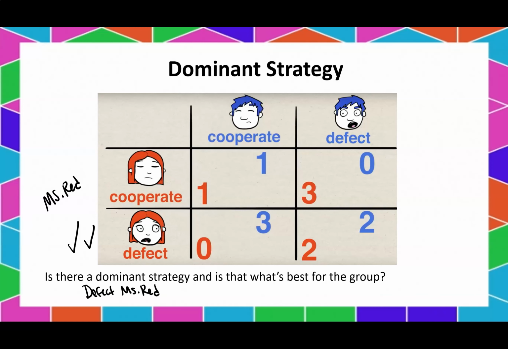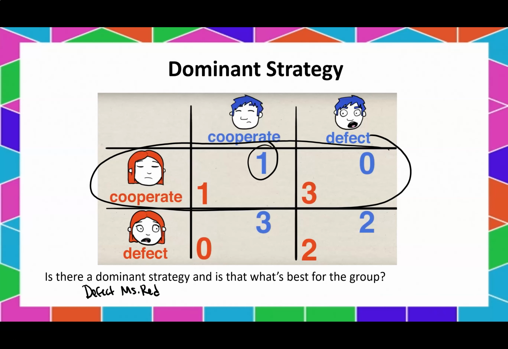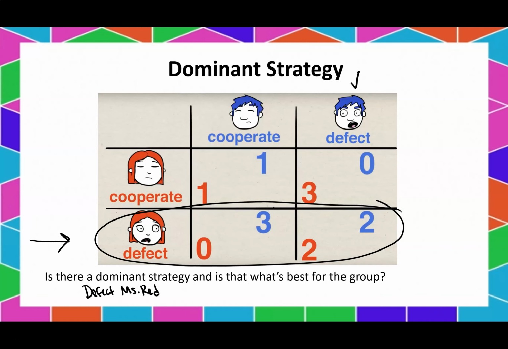Let's see if that's true for Mr. Blue. So let's say that for Mr. Blue, we assume first that Red decides to cooperate. Well, here, Blue has the option of getting 1 year in prison or 0 years in prison. So if Miss Red cooperates and doesn't say anything, he's much better off defecting or tattletaling on her. So I'm going to put a check next to defect. But what about the other situation? What about the situation where she does tattletale? Well, in that situation, he's got an option between 3 years in prison or 2 years in prison. And he clearly prefers 2 years in prison.